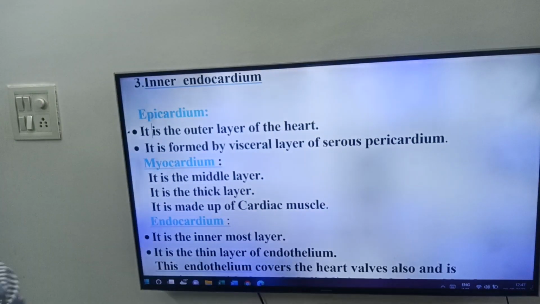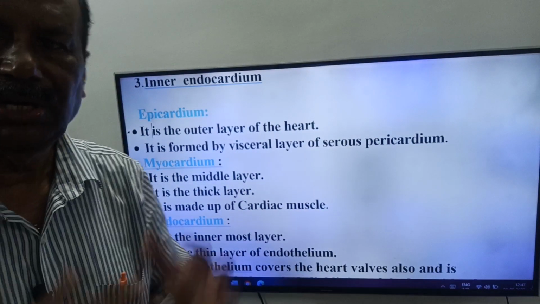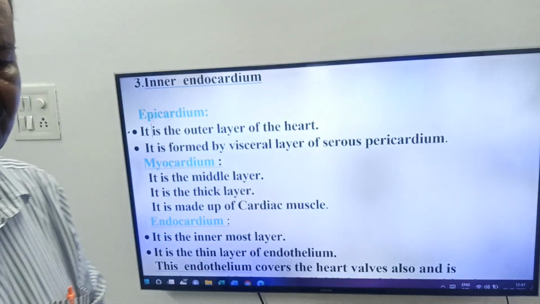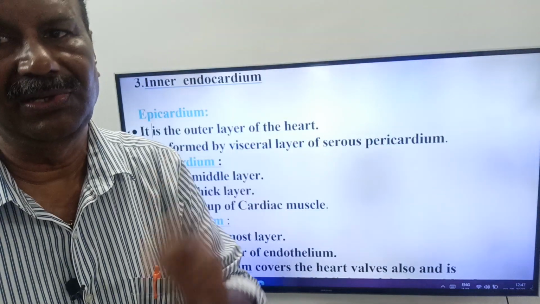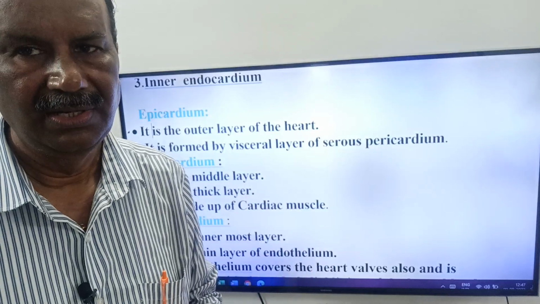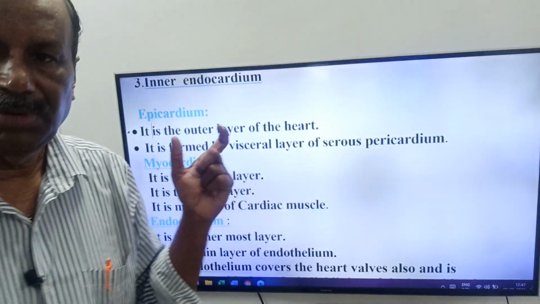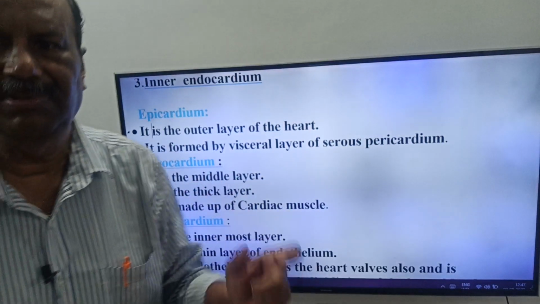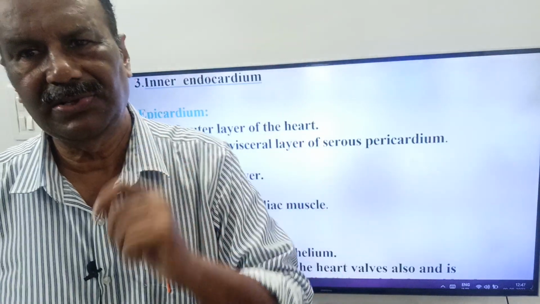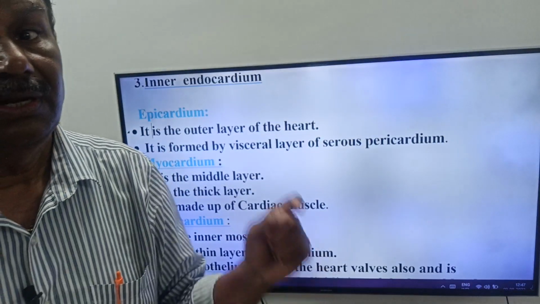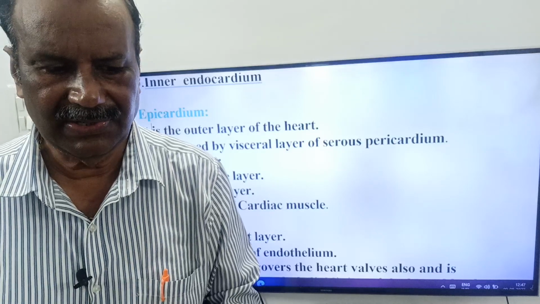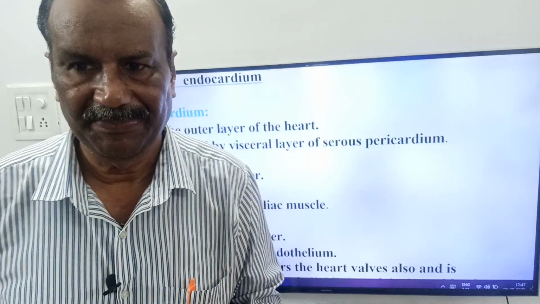Okay, friends? Now come to the myocardium. Myocardium is the middle layer, friends. It is a thick layer. It is made up of cardiac muscles, cardiomyocytes, cardiac muscle cells. What is myocardium? Myocardium is the middle layer of the heart walls. It is a thick layer of the heart walls. It is made up of cardiac muscle cells or cardiomyocytes. Okay, friends? That is about the myocardium.